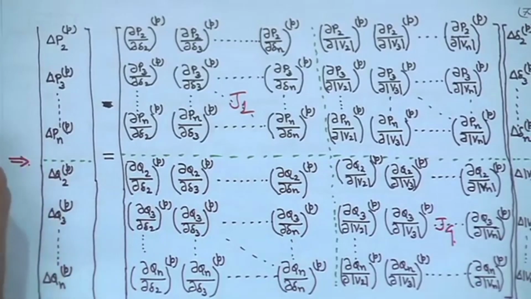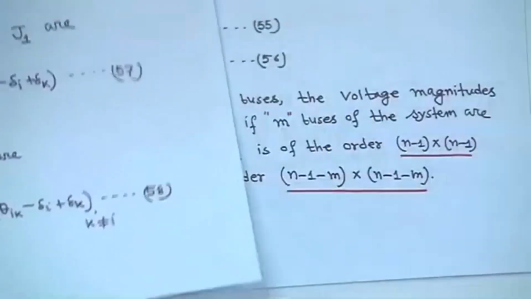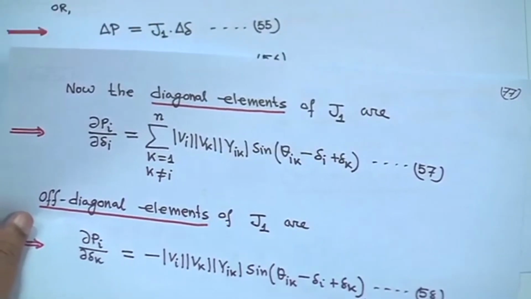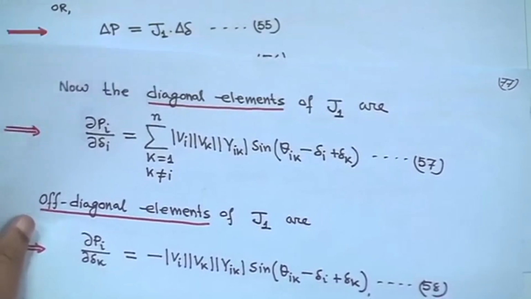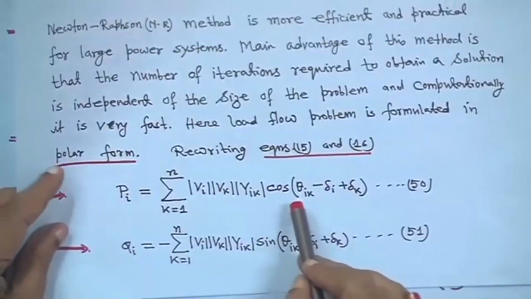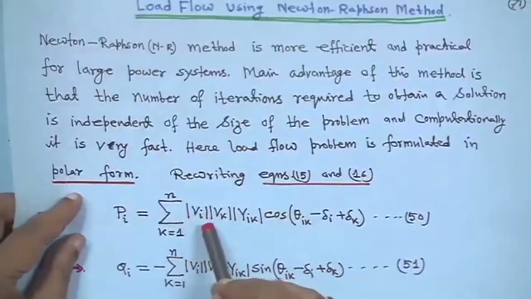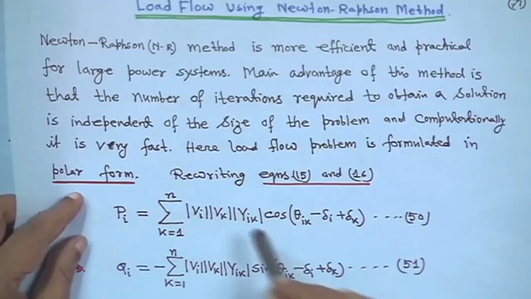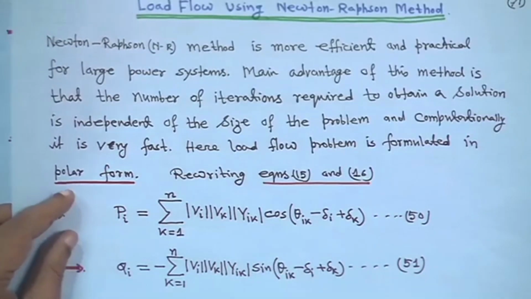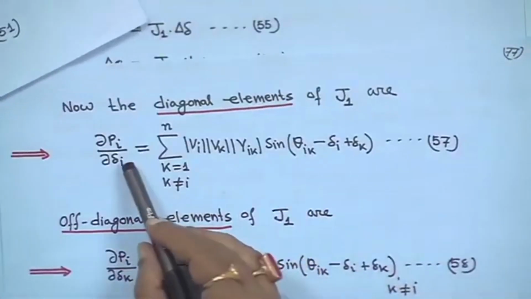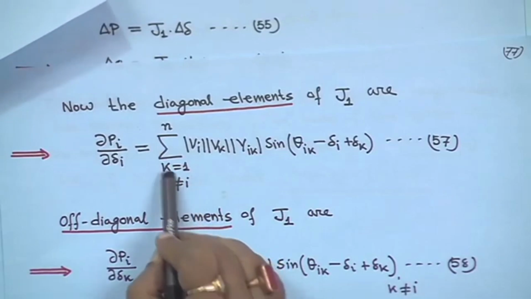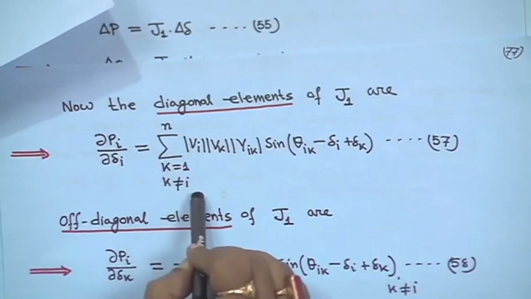Therefore, this is your expression of Pi, right. So, in this you have to take the derivative now, right. So, what you will do is first take del Pi upon delta delta i. If you take del Pi upon delta delta i, for the diagonal elements, k is equal to 1 to n, k not equal to i.